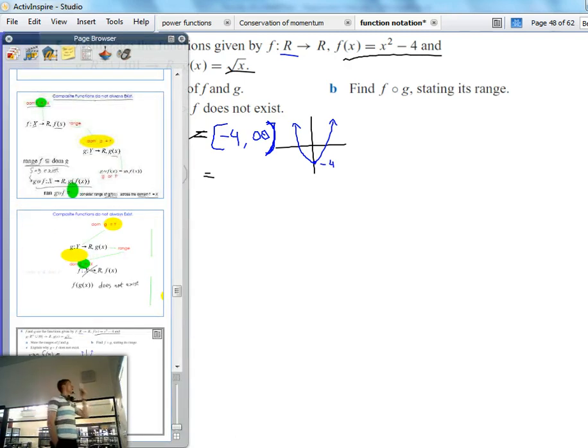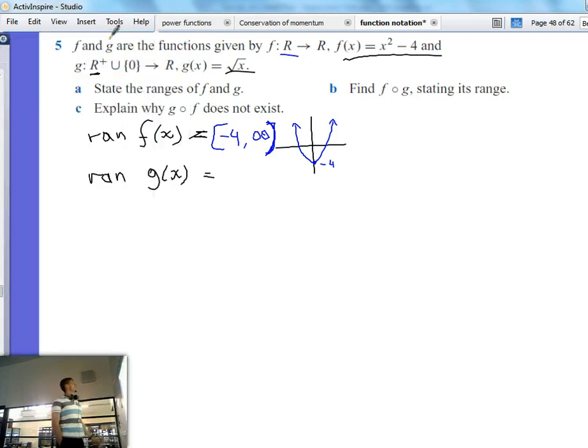Okay, let's continue. So where were we? We were trying to find our range of g of x. So the domain of g of x, as you can see, is all positive real numbers, including the 0 number.